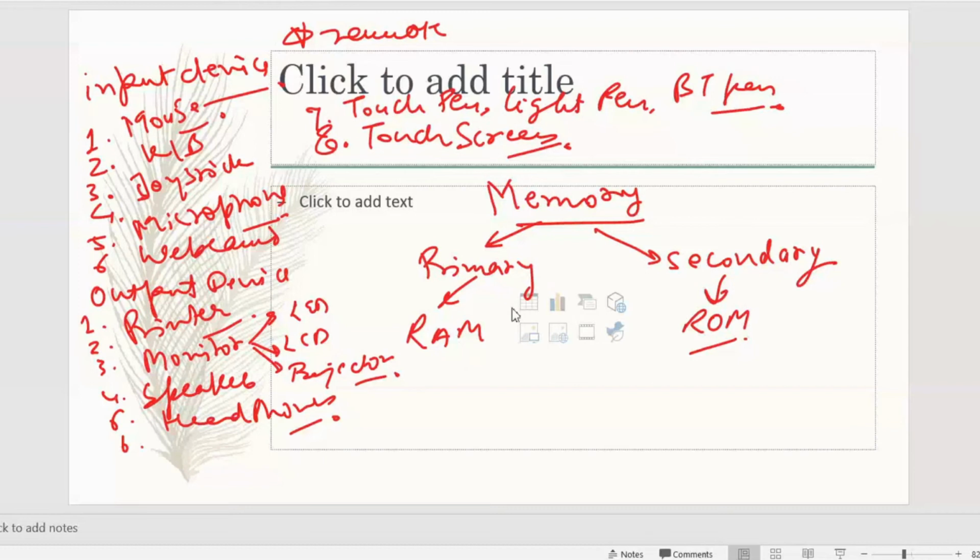Next is the bandwidth of the processor. The bandwidth of the processor means the number of bits which can be processed in a single instruction. The number of bits that can be processed in a single instruction is called the bandwidth of a processor. Fine. Next is called word length.